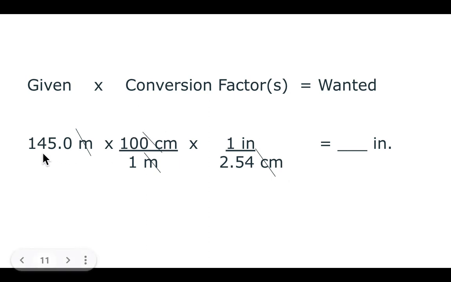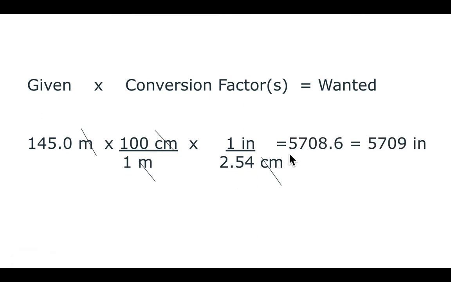So we've got 145 times 100. That would give us centimeters. And then we're canceling centimeters by dividing by 2.54. That will give us essentially this many inches. Notice how everything cancels except for inches. And again, just for significant figures, that would be 5,709 inches.